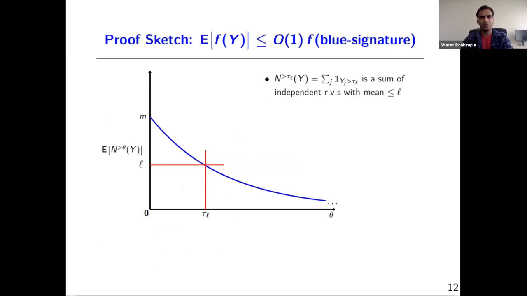We are now ready to finish the proof of our main theorem. We just need to relate the expected norm of a random vector y to the norm of the blue signature. First of all, observe that the number of large coordinates in y with respect to threshold tau L is a sum of independent Boolean random variables, and the expectation of this number is at most L. By Chernoff bounds, the number of large coordinates with respect to threshold tau L strongly concentrates around L.